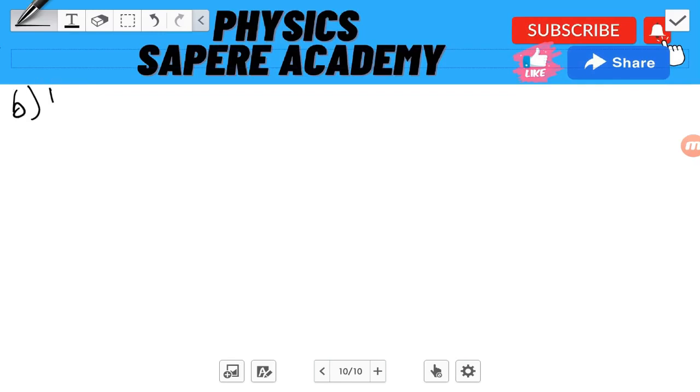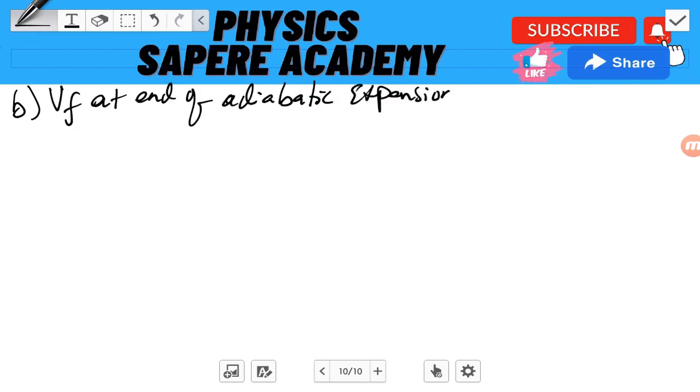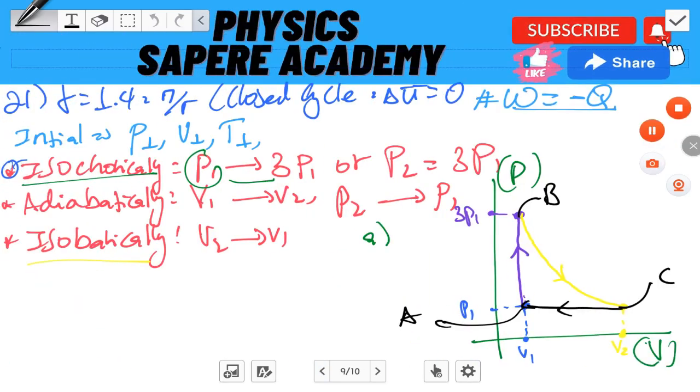V final at the end of an adiabatic expansion. Now ወደ ኋላ ተመልሰን ስናይ, so the final volume at the end of the adiabatic expansion የሚለው. So the end of the adiabatic expansion ማለት is this one. At C is the end of the adiabatic expansion. ስለዛ እዚህ ጋር ያለው ቮሊዩም ምንድነው?